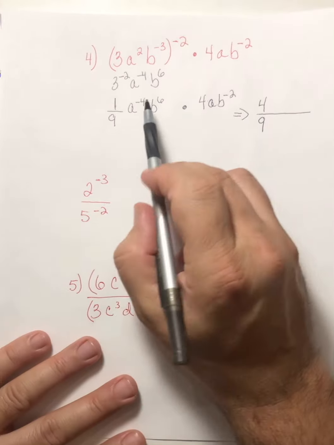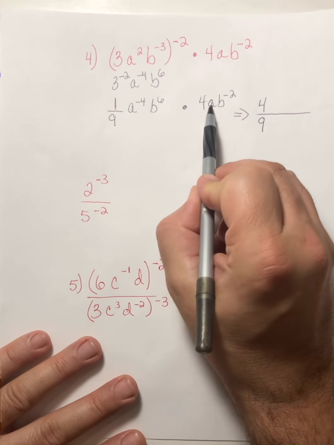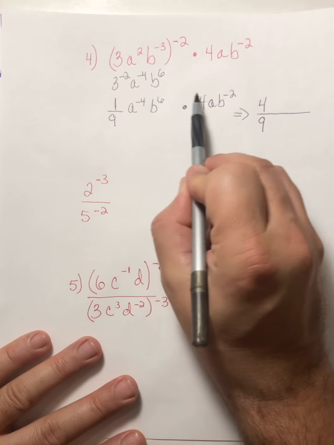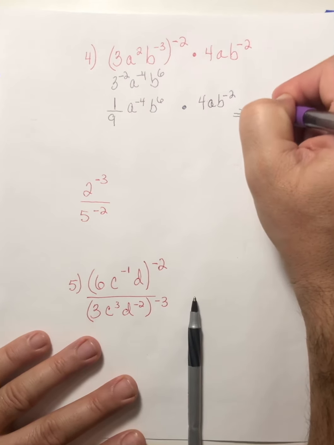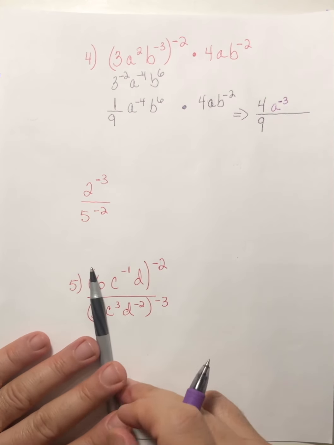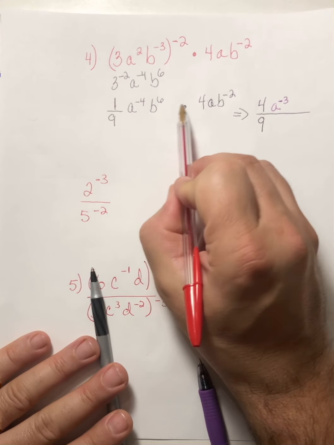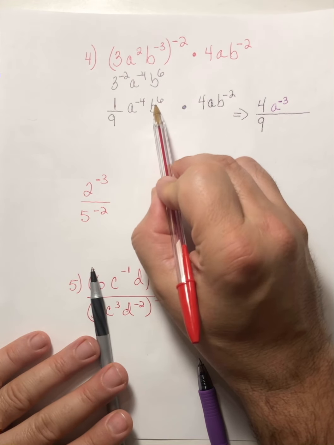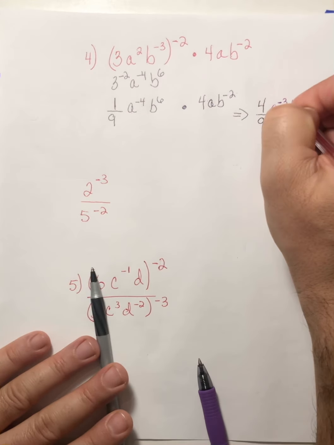Now I'm going to take care of my a's. A to the negative 4 times a to the first. What do I do with exponents? That's right, we add. So that gives me an a to a negative 3 on the top. And what about the b's? All right, we add. So b to the 6 times b to the negative 2. We add those exponents, so I have b to the 4th on top.